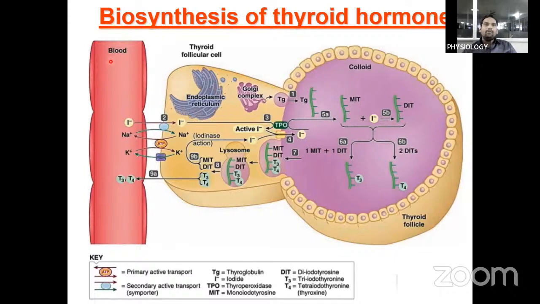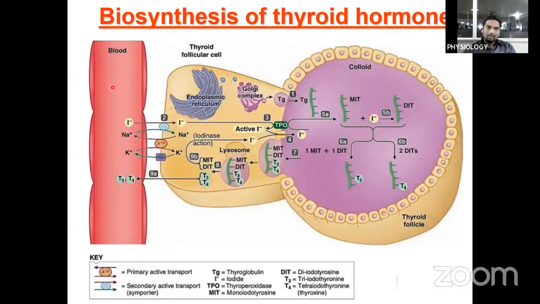Where will the iodine come from? The iodine comes from the normal diet. Yes, as iodide, it enters the circulation. Usually, we have iodized salt, right? In iodized salt, for 1,000 parts of salt, you may have a single part of iodide, that will be entering your bloodstream.